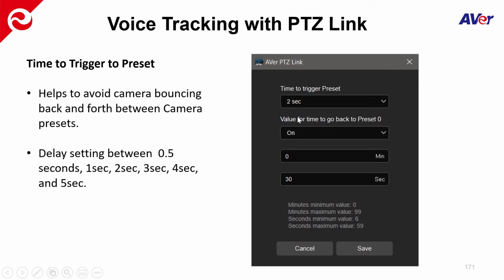So we can set this up with time to trigger to preset. Mine's set up for 2 seconds. Basically, it's saying wait 2 seconds before you actually move to that preset, if it's still firing off. And that delay setting is between half a second, 1, 2, 3, 4, and 5 seconds. So you can decide how you want that to be in your setup.